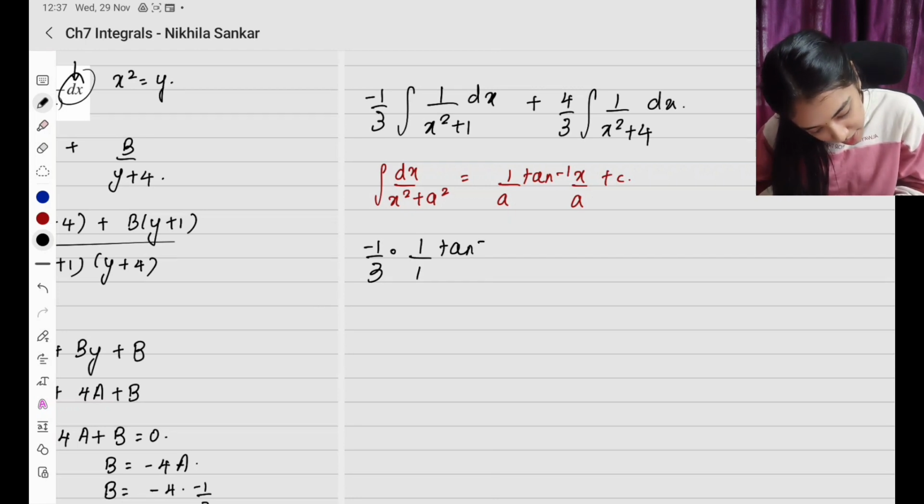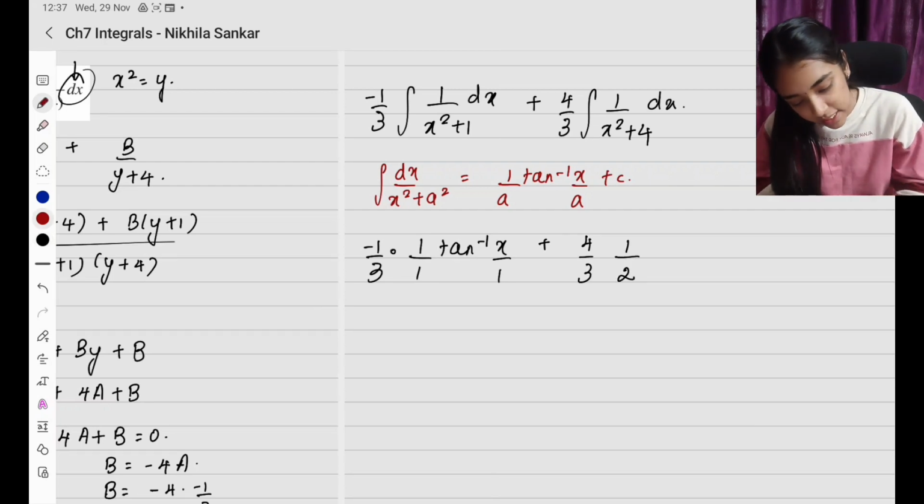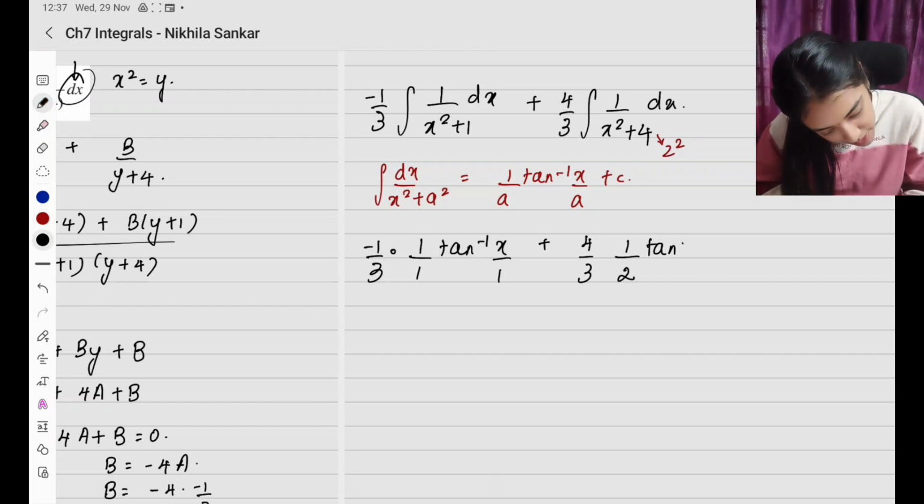1 times tan inverse of x by 1 plus the next term 4 by 3 times 1 by a, which is going to be 2. What do we have here? x square plus 2 square. Okay, so 1 by 2 times tan inverse of x divided by 2 plus c.